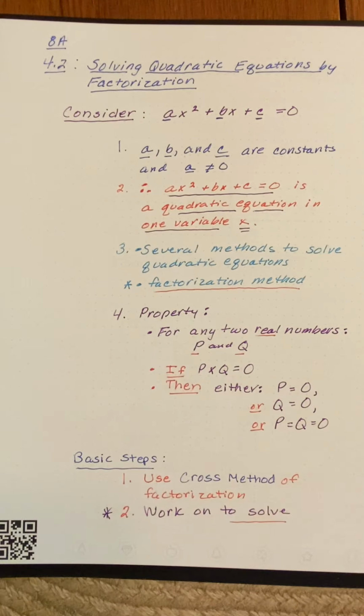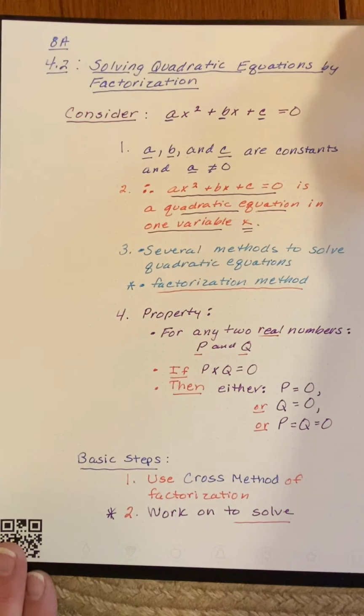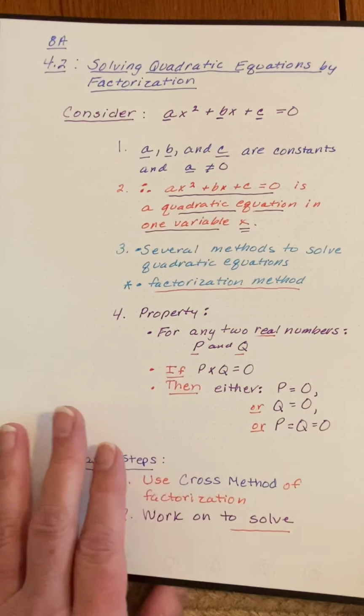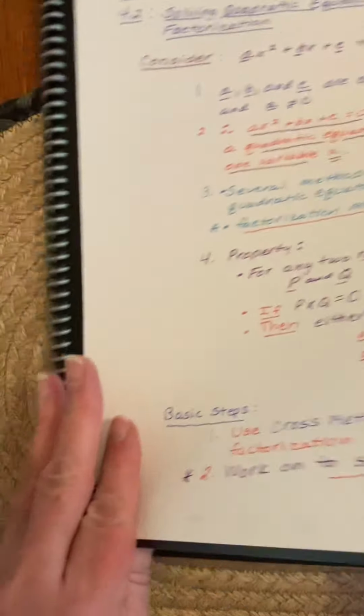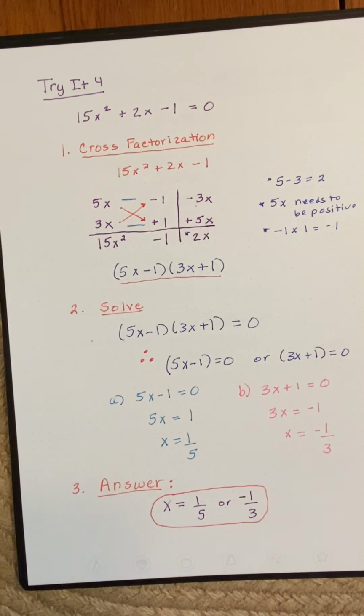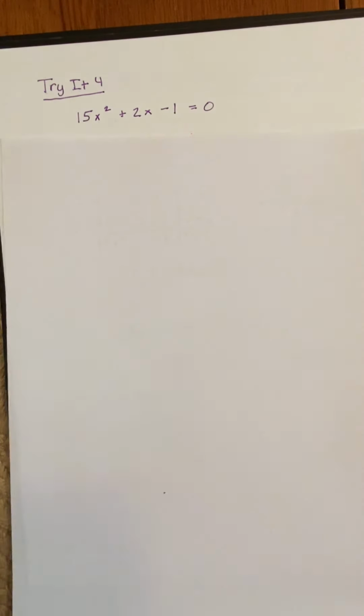The basic steps are we're going to use the cross method of factorization, and then we're going to work on to solve. Okay, having said all of that, once you have these notes down, we'll proceed with try-it number 4 at the bottom of 93. And here we go. The problem is to solve 15x squared plus 2x minus 1 equals 0.